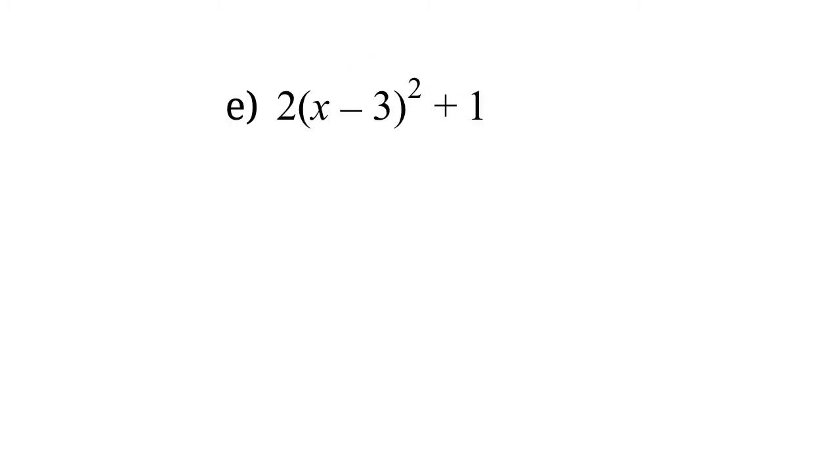So here's our next example. We've got 2 multiplied by (x - 3)^2 plus 1. So remember, when you see a bracket raised to an exponent, in this case an exponent of 2, the 2 means that we need to take this bracket and write it out 2 times.